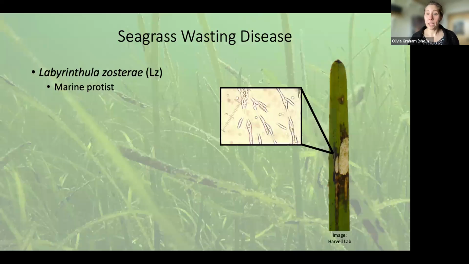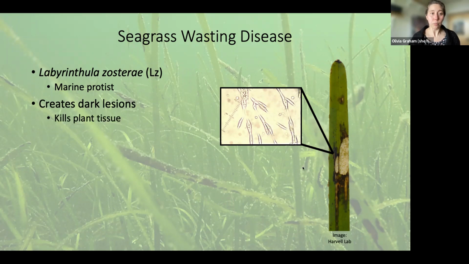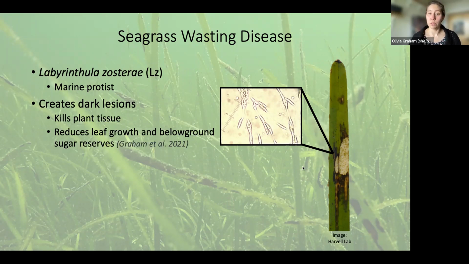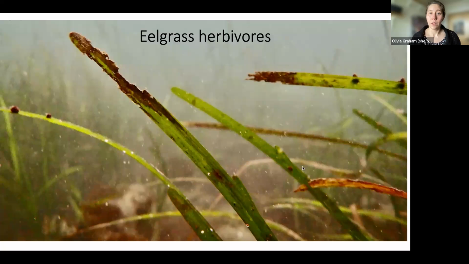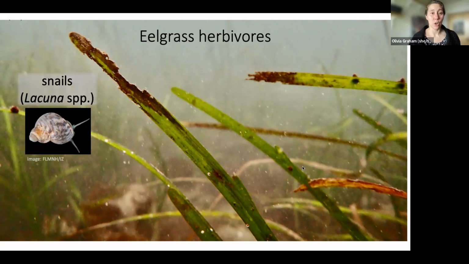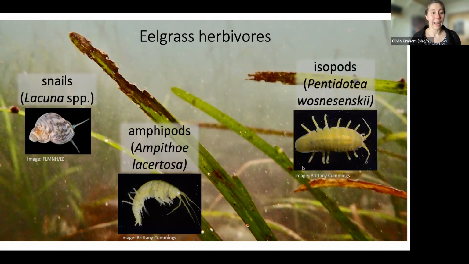I study seagrass wasting disease caused by the marine protist Labyrinthula zosterae. I'll refer to it in this talk as LABI. LABI creates these dark necrotic lesions, which you can see here, and it can kill plant tissue. This pathogen can also reduce leaf growth and belowground sugar reserves. Altogether, this is an ecologically, economically significant disease. Common eelgrass herbivores include gastropods, such as snails, as well as arthropods, including amphipods and isopods.